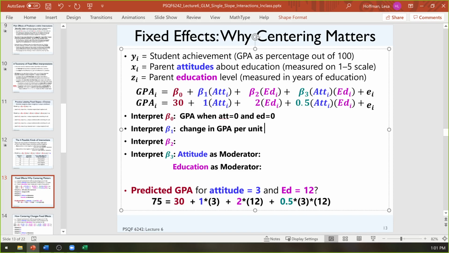Yeah. Okay. So why is that? Because we're talking about the idea of the effect of attitudes on GPA. That's the thing we're trying to interpret. And beta 1 only holds the slope for attitudes when this latter term zeroes out, because attitude shows up over here too. And the only time when this latter interaction term zeroes out is if you're at education equals 0. Can you explain that again, Lisa?